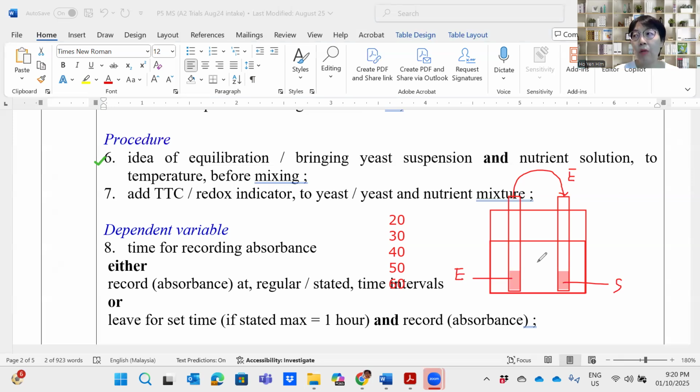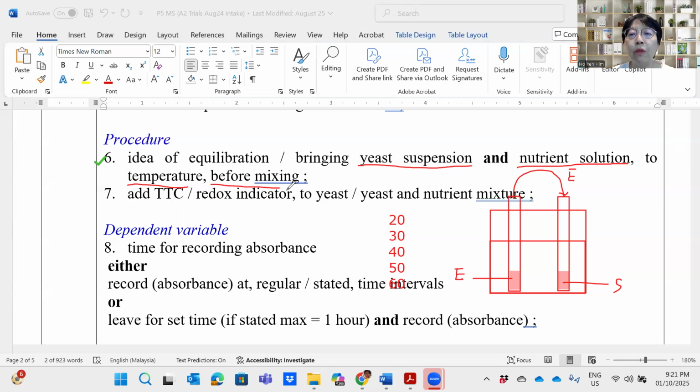So therefore, the rate will be lower than the temperature that you want to test, if the temperature you use is higher than room temperature. That's why this is something that you need to know. That's why you see the marking point says what? We need to bring the yeast suspension and the nutrient solution to the temperature before we mix them.